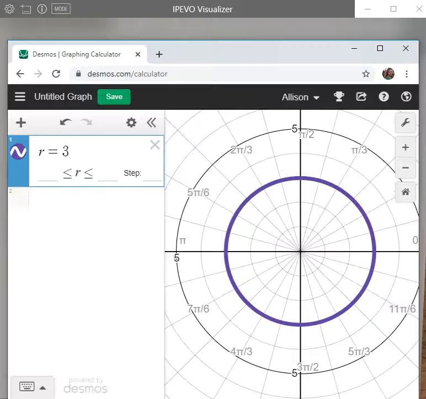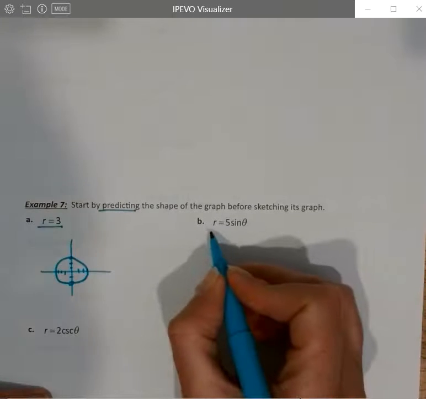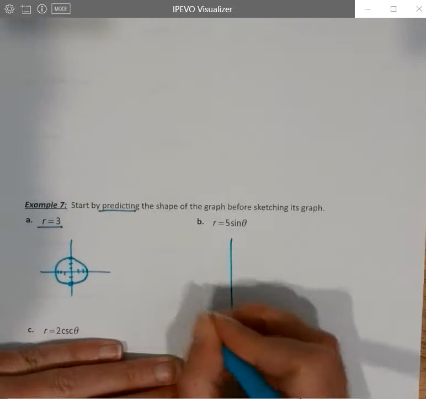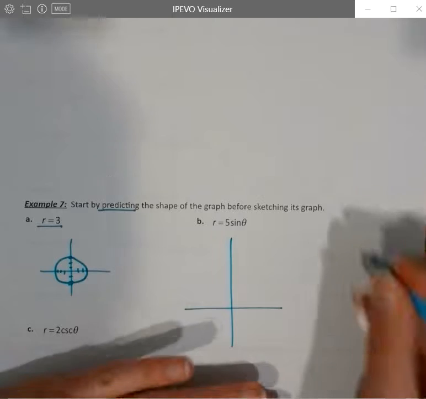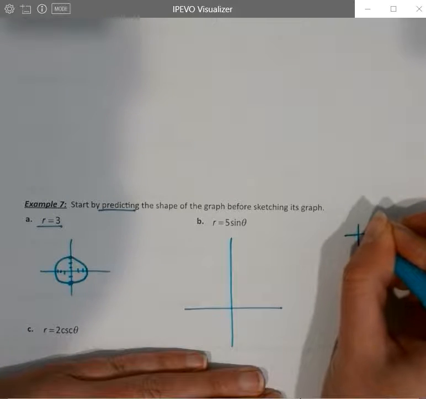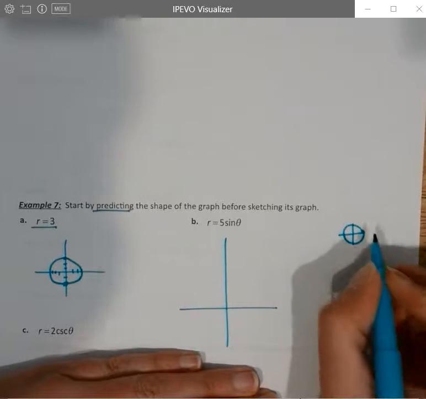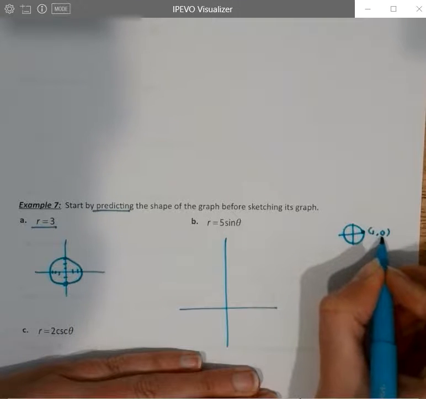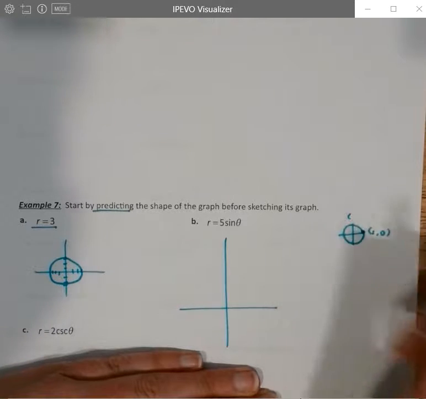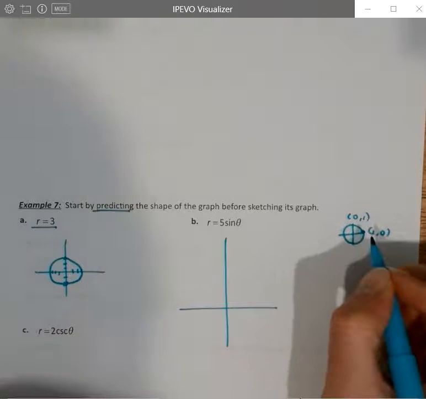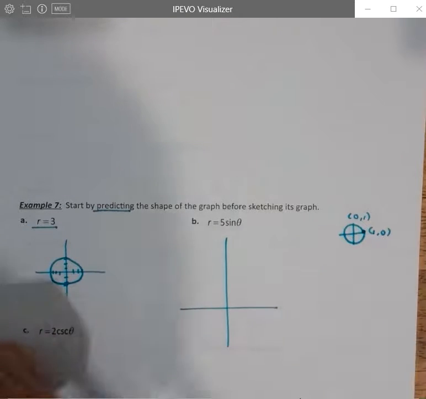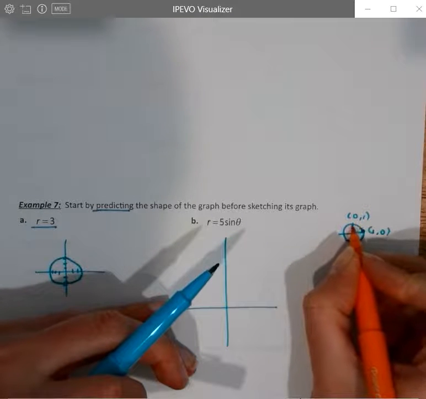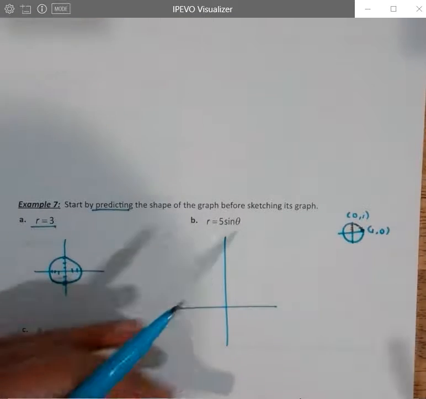All right, and the next one, we need to graph r equals 5 times the sine of theta. So I'm going to start by thinking about what this might look like. On the unit circle, when I think about what the sine values look like, this point over here is 1, 0, so the sine value is 0. And then up here it is 0, 1, so the sine value is 1. And then it's going to vary between them, and it's the y-coordinate that we're looking at. So the sine value on the unit circle is the y-coordinate. So we're looking at various increasing y values to get those sine values.